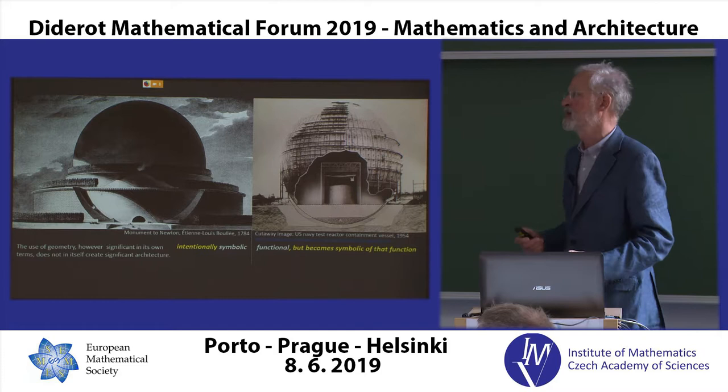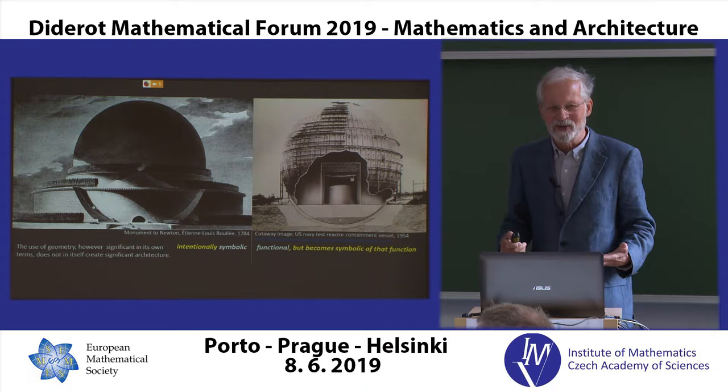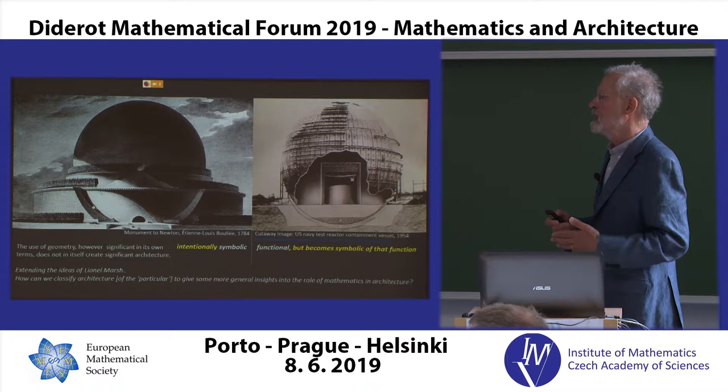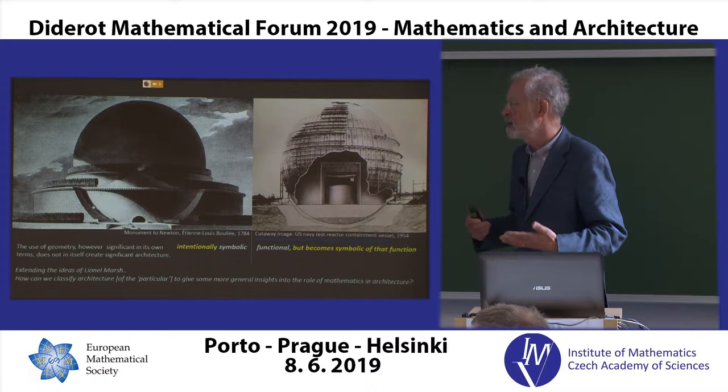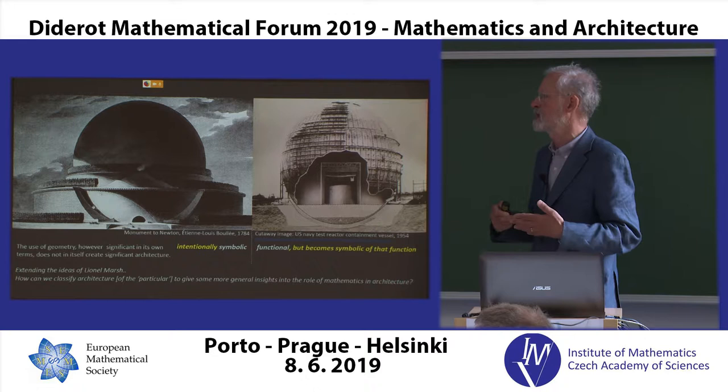We can have architecture based on Platonic geometry. It doesn't mean to say that the building is Platonic. So what Lionel March said, well, how can mathematics make a contribution to architecture? Because, rather than just dealing with individual buildings, we can look at general insights.